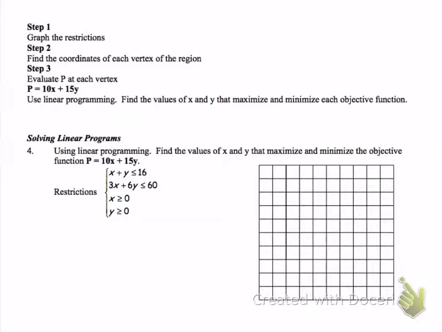Okay, now here's the next step. Now we are given the constraints or the restrictions, and we're going to graph them, and then find the vertices, and then find the max or min point. So here we have the objective function. Here are my constraints, so I'm going to graph these.